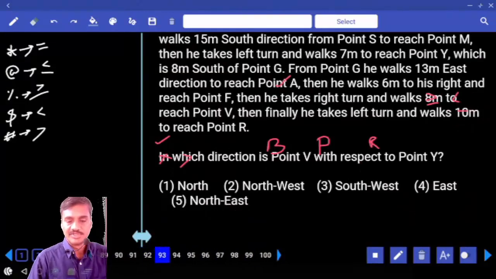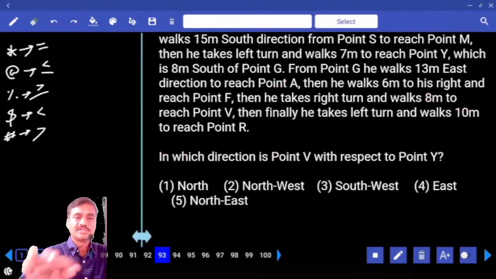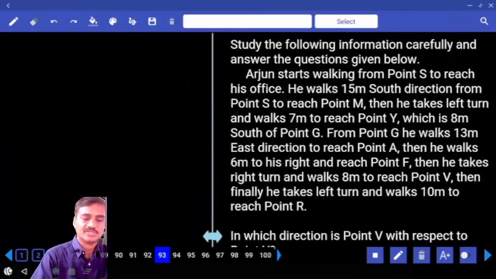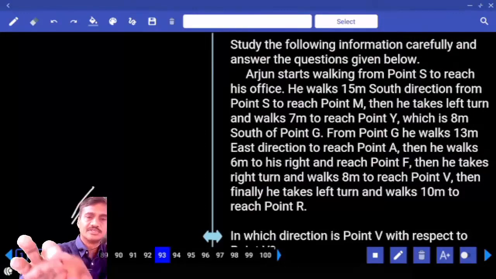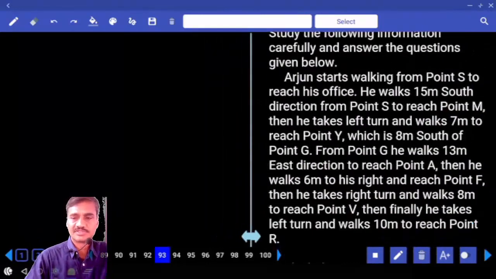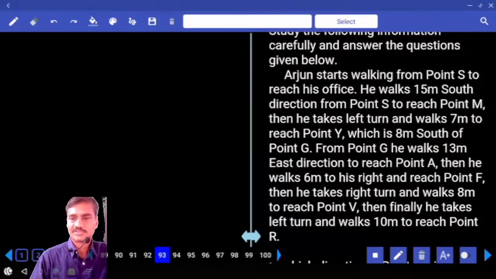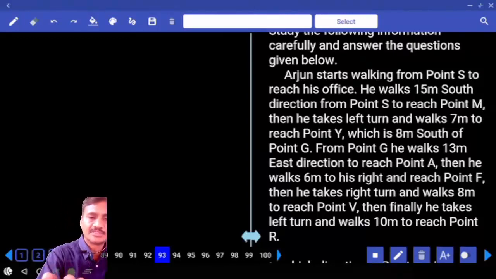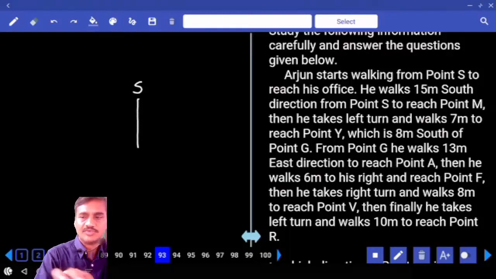Then next one, 93 onwards. Now this 93 onwards is based on directions. What is the information we have in these directions? Arjun starts walking from point S to reach his office. First he walks 15 meters in that direction, and from S he reaches point M here.